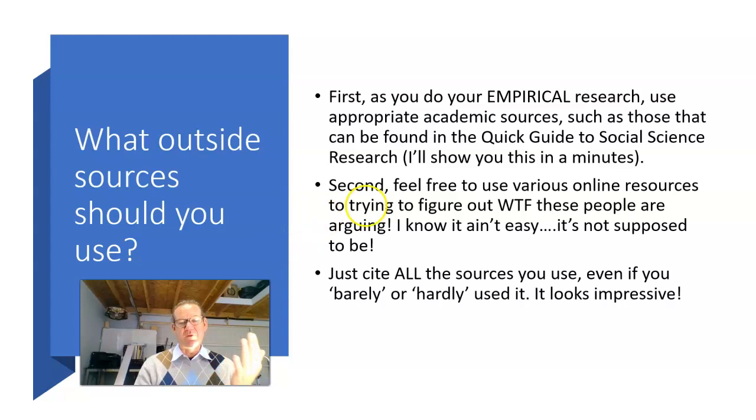What outside sources should you use? Well, first, when you're doing your empirical research bit, you're going to use my quick guide to social science research. That's a really good, reliable way to make pretty good determinations about empirical claims. Okay, it's not perfect, but it's one of the fastest and most reliable ways I can boot you up to do pretty good social science research. So you should pay attention to this, because this would be helpful in any class.